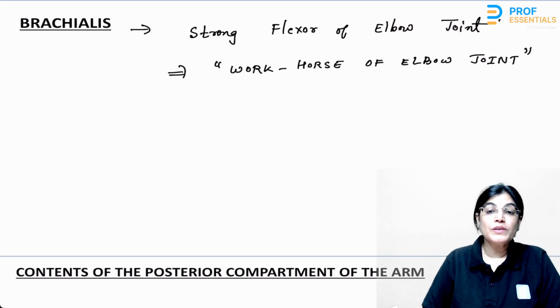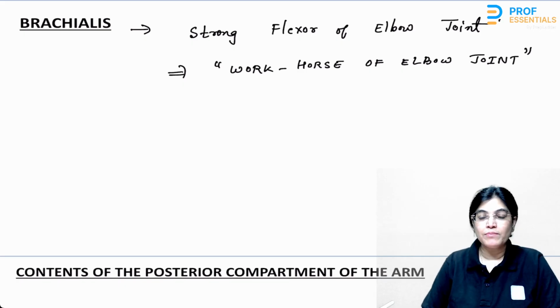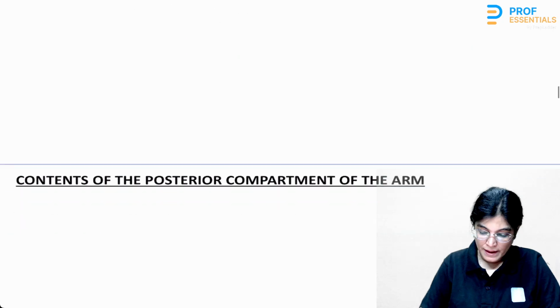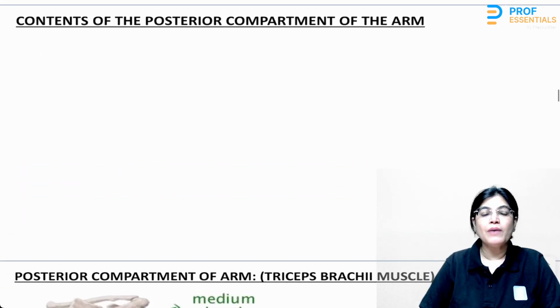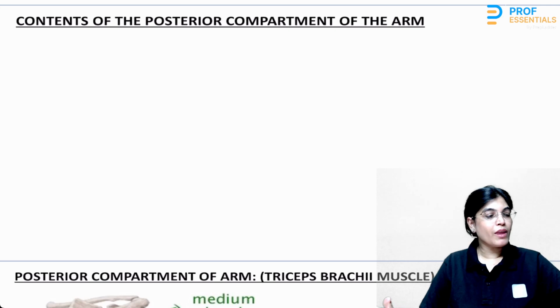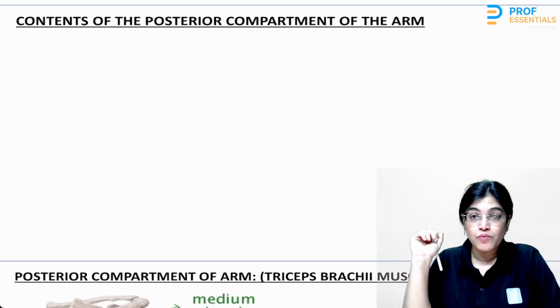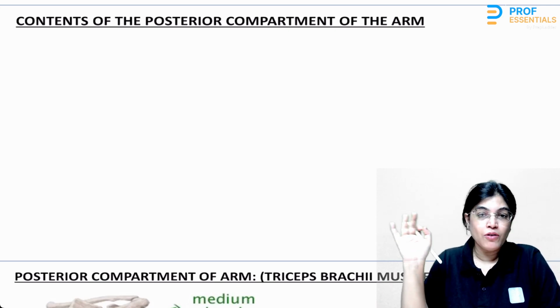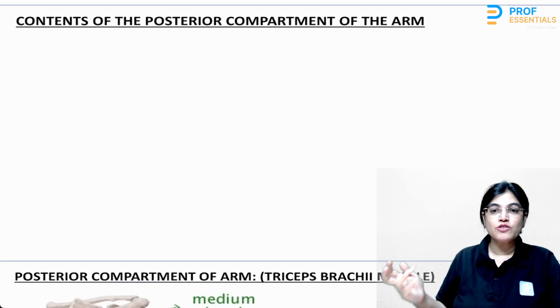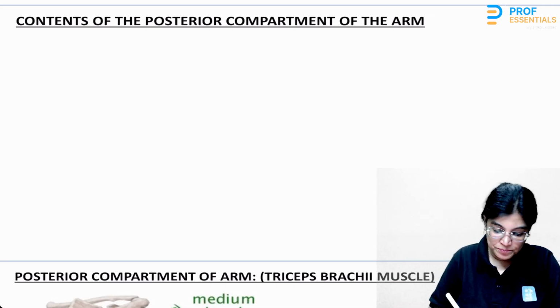So we have finished with all the muscles of the anterior compartment of arm. Now next is to know about the muscles in the posterior compartment of arm. In the posterior compartment of arm, we have one muscle, that is triceps. But the triceps has three heads of origin: lateral head, medial head and long head. Triceps is a large muscle in the posterior compartment of arm.